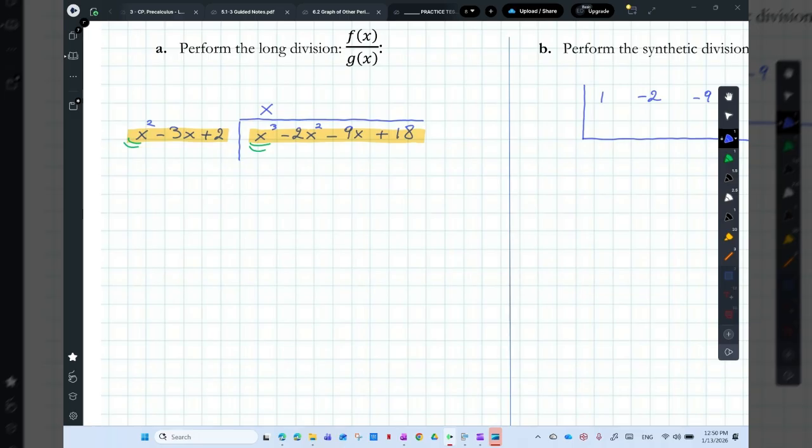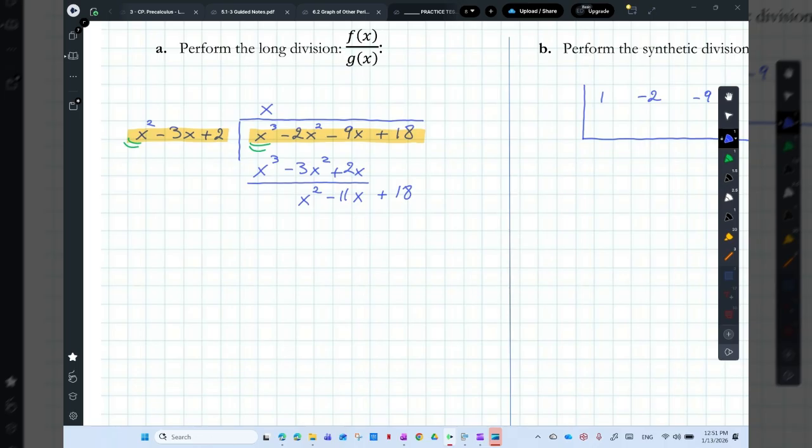And then I'm going to distribute this x with each of the three terms of the denominator. I will have x cubed minus 3x squared plus 2x. And here, you have to be careful. I'm going to subtract each term. Negative 2 minus negative 3 is negative 2 plus 3. So I'll have positive x squared. And negative 9 minus 2 is negative 11x. And then I'm going to bring down the rest.